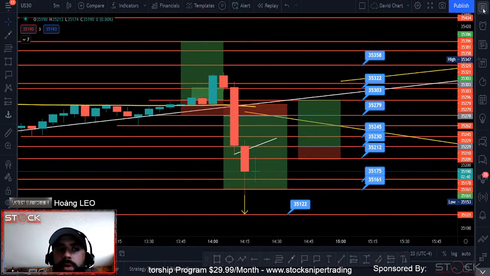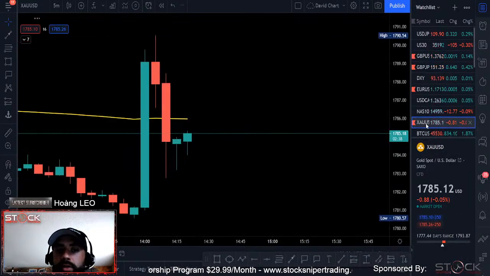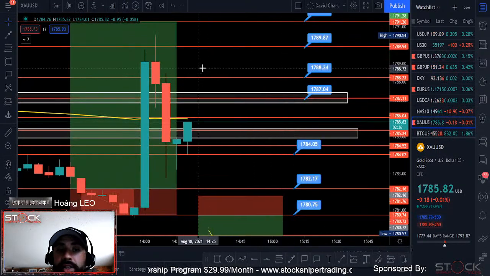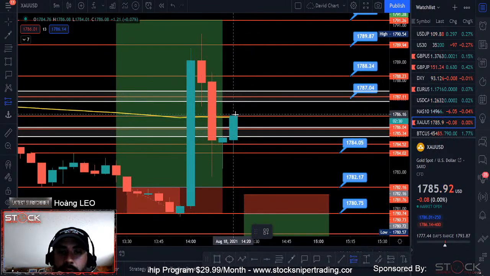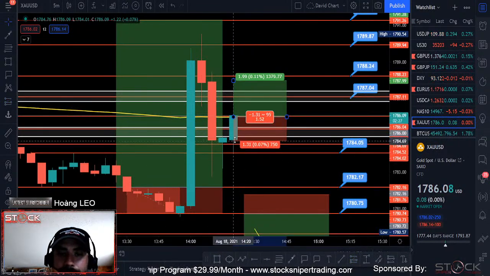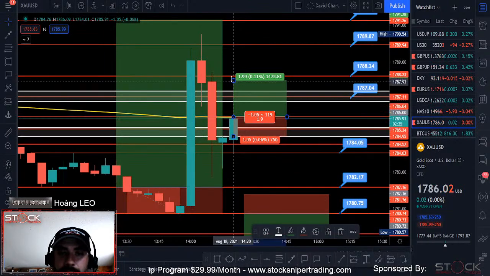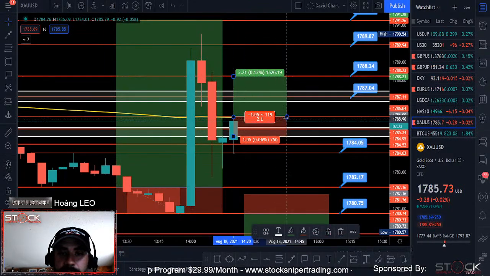Okay, so let's go back to gold for a second here. Gold is still forming, guys. If gold breaks above here, maybe a tighter stop loss, if it breaks above here, guys, and you want to look to something like that.